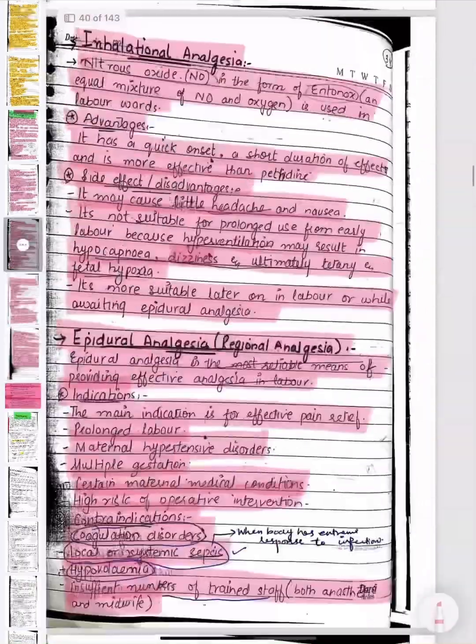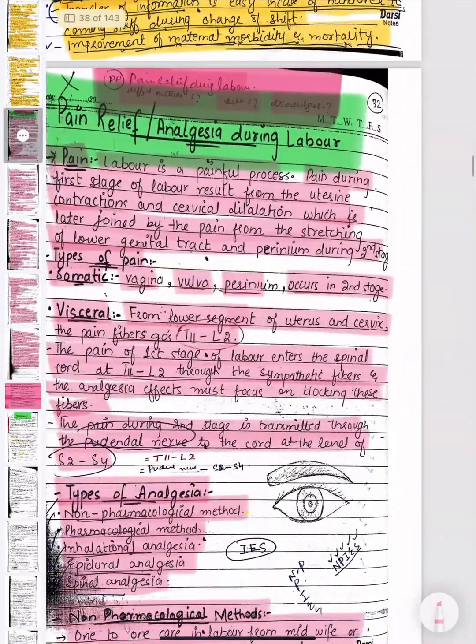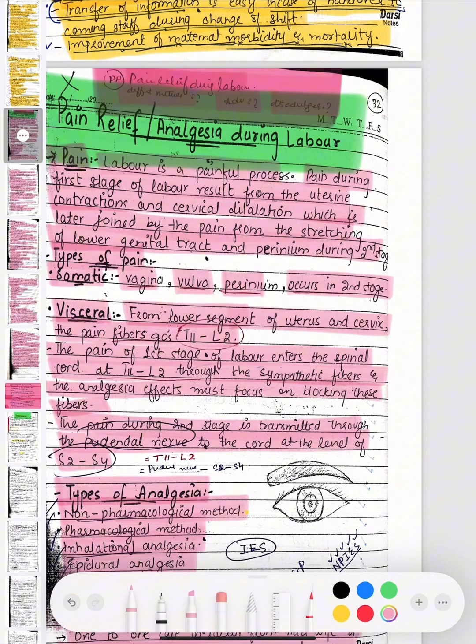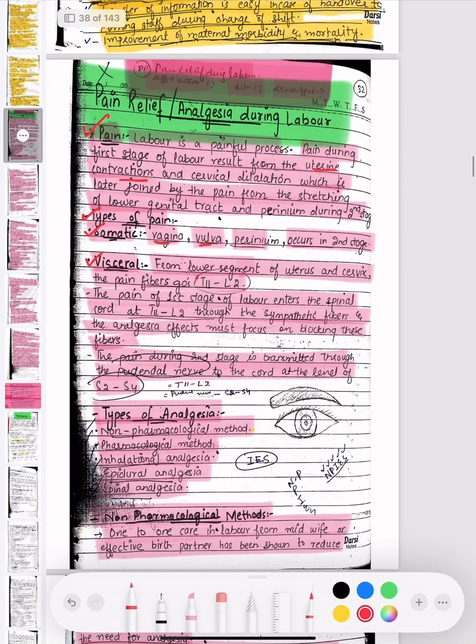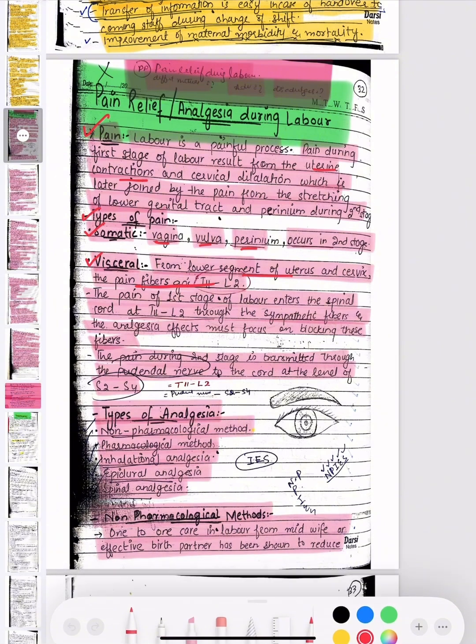So we have discussed the topic epidural pain relief or analgesia during labor, and first we discussed what pain is. Labor is a painful process, and pain during the first stage of labor results from the uterine contractions and cervical dilatation. Now we have types of pain, that is somatic pain and visceral pain. Somatic pain is from the vagina, vulva and perineum, and the visceral is from the lower segment of the uterus and cervix.